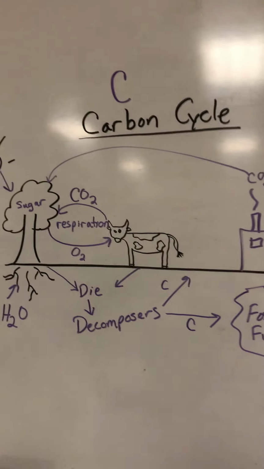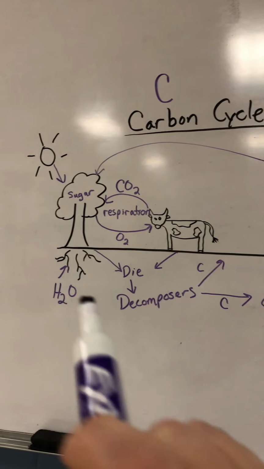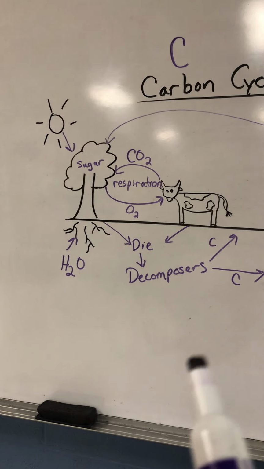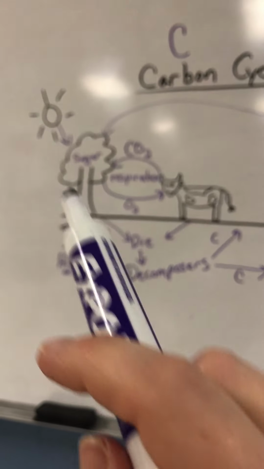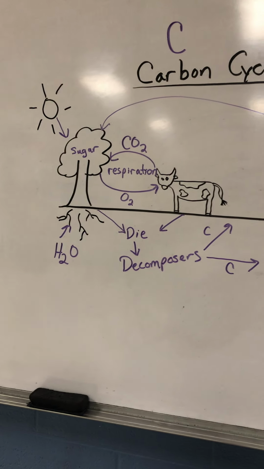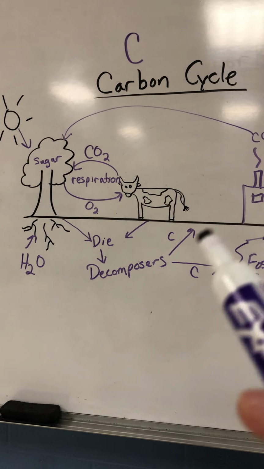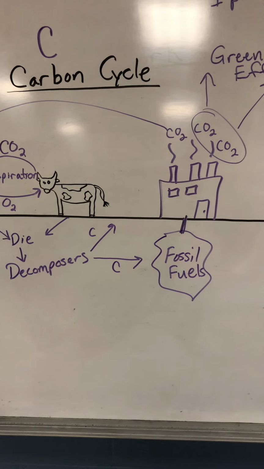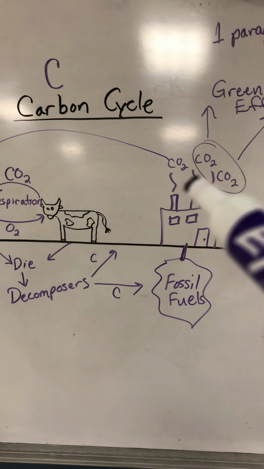So here's your carbon cycle. Let's review. You have this process of respiration going on with plants and animals. Sadly, the plants and the animals will eventually die, and the decomposers will come along and break them down. Some of the carbon will stay in the soil. Some of the carbon's going to stay underground and turn into fossil fuel. The fossil fuel gets used by humans.